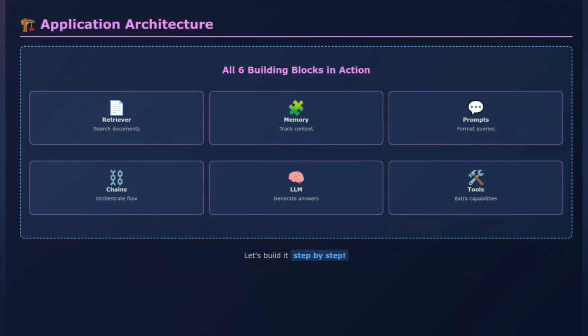We'll be using all 6 building blocks. First, we'll use a retriever to search through the document. We'll set up memory to maintain conversation context. We'll create custom prompts for better responses. We'll chain everything together with chains. We'll use an LLM as our brain, either OpenAI or any other provider. And we might even add some tools for extra functionality. Don't worry if this seems complex. We'll build it piece by piece.